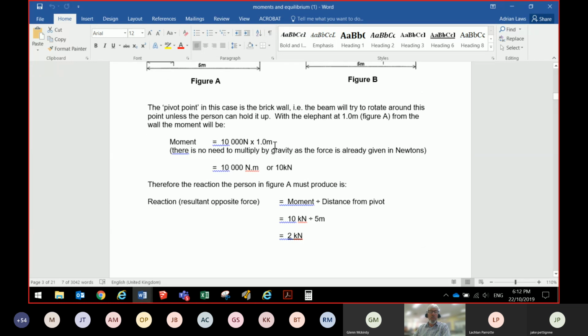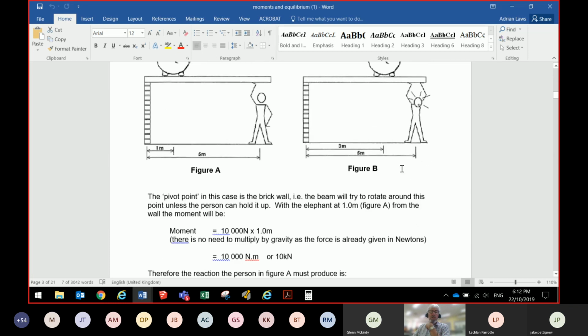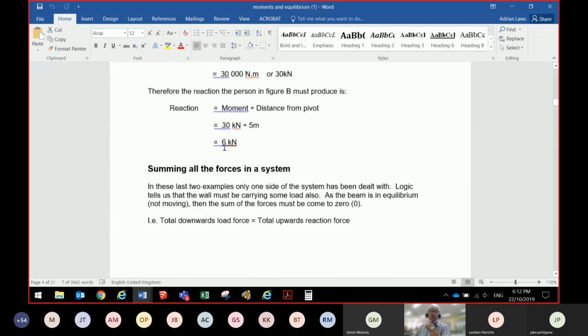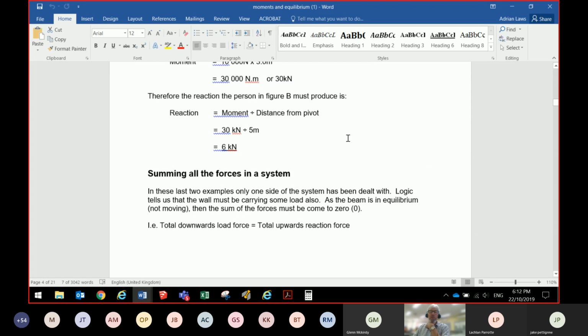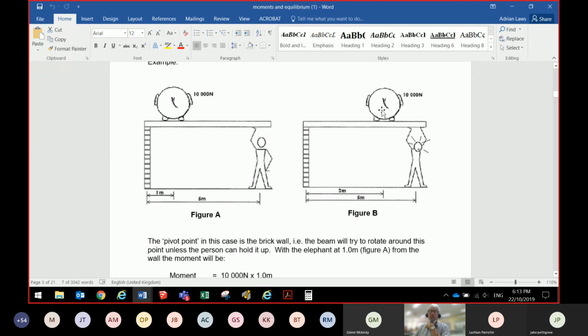10,000 newtons times a meter equals 10 kilonewtons. Therefore, the reaction person A must produce is 10 kilonewtons divided by 5, which is 2 kilonewtons. So this person's only got to lift 2 kilonewtons worth of force up here. Let's see how much this person's got to lift. By doing the calculation, they're lifting 6 kilonewtons. So the beam that would go here would have to be a stronger beam than the one that would go here, just because of where the weight is.